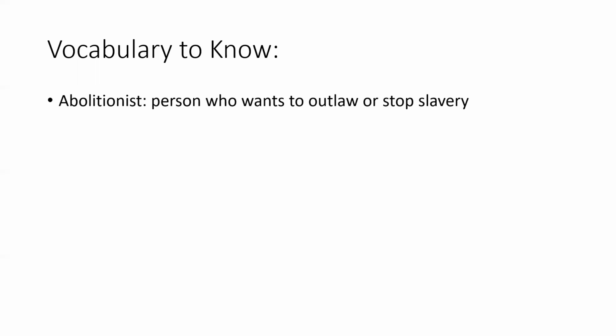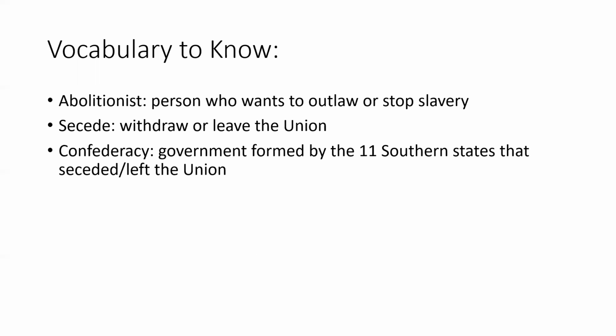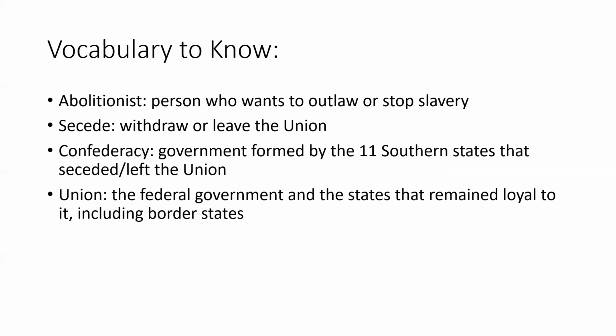So here's some vocabulary to know. The first word on here is abolitionist. That is a person who wants to outlaw or stop slavery. Think of the word abolish, which means to stop something or end it. So abolitionist, someone who wants to stop slavery. The word secede means to withdraw or leave something, in this case, leave the Union. The Confederacy was the government formed by the 11 Southern states that seceded, or left, the Union. The Union is the federal government and the states that remained loyal to it.